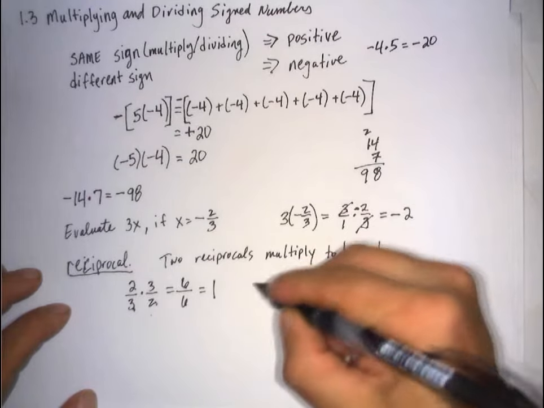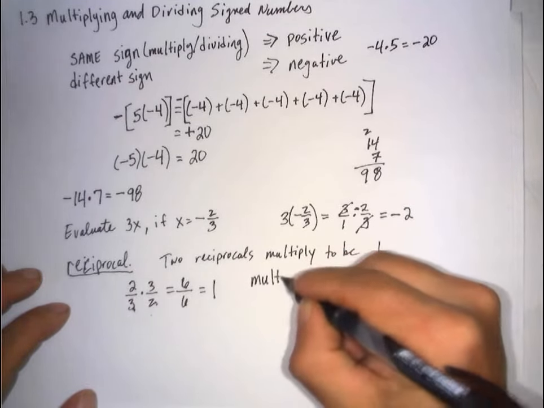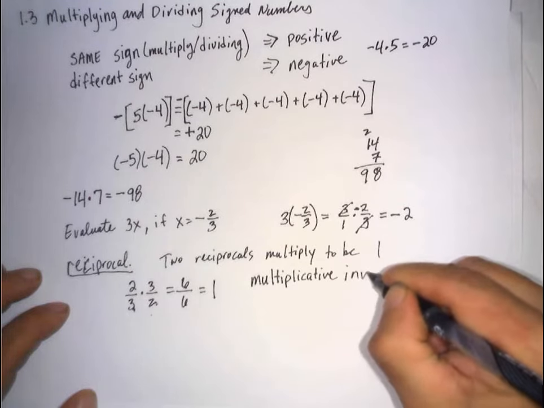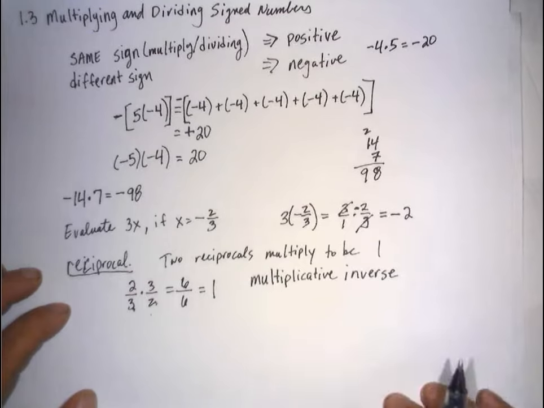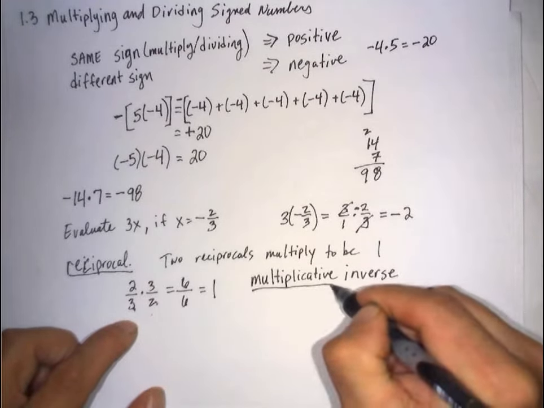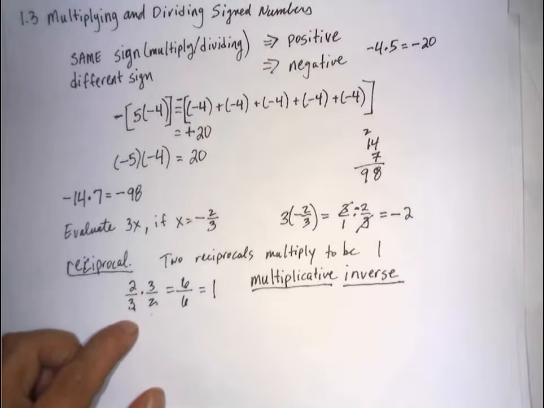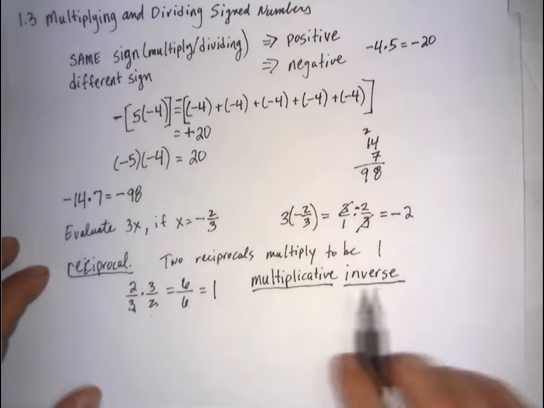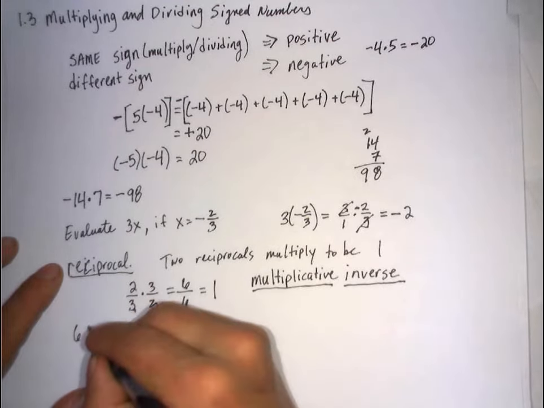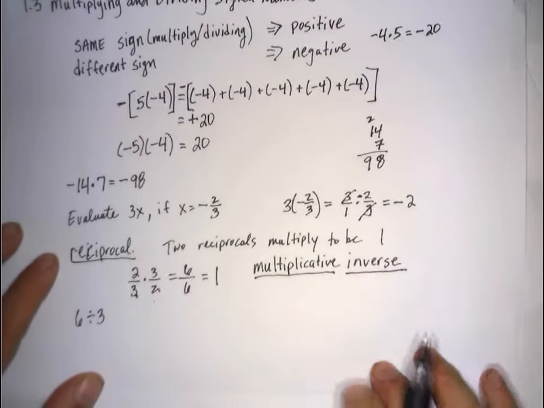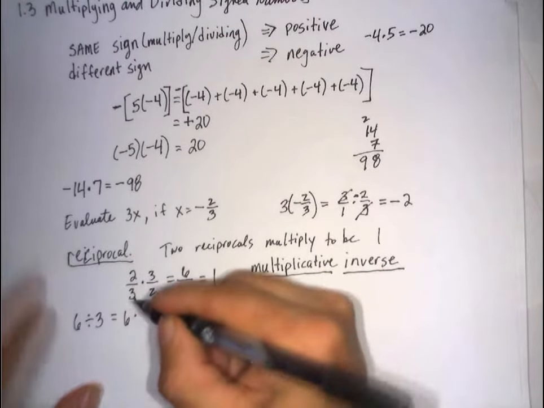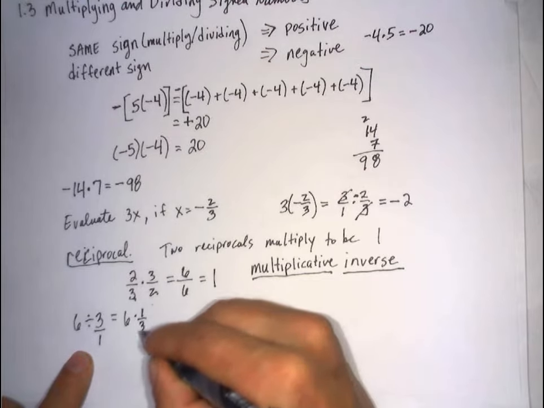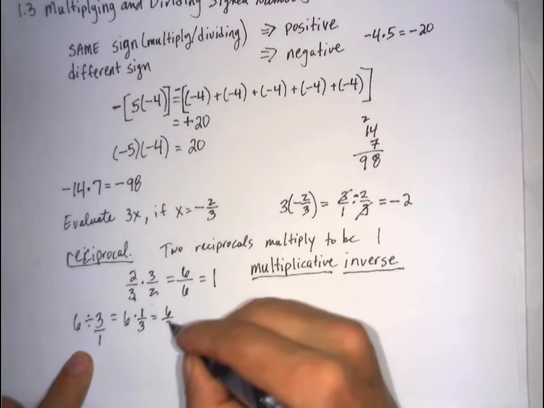A reciprocal is also called a multiplicative inverse. So these two words are used interchangeably. And when we divide a number by another, we multiply by the multiplicative inverse. In other words, 6 divided by 3 is 6 times, what's the reciprocal of 3? 3 is 3 over 1, so that would be 1 over 3. And then we have 6 divided by 3, which is 2.